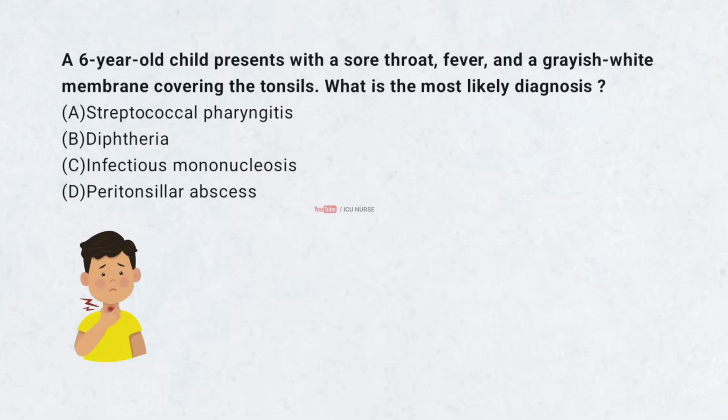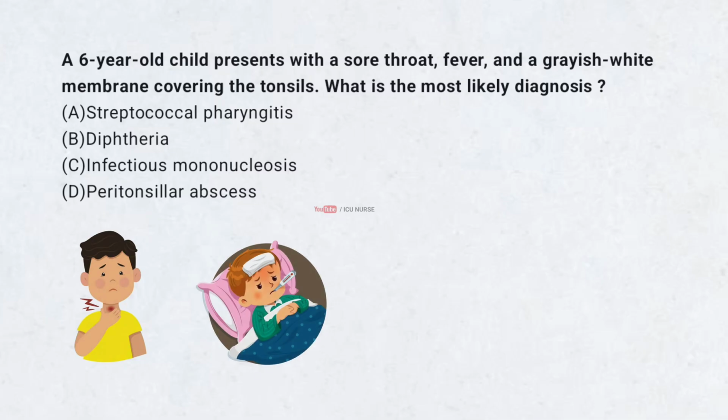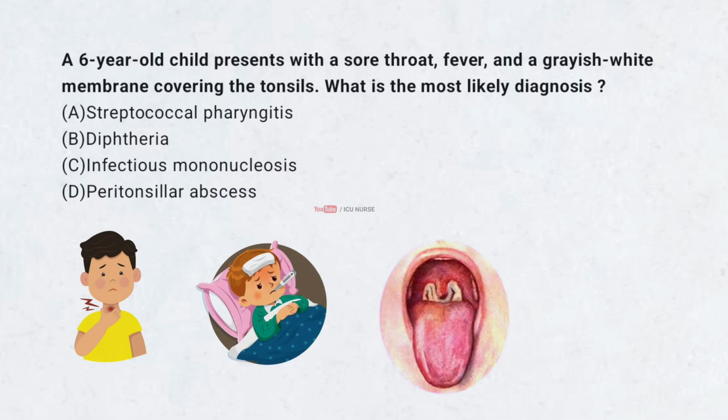A 6-year-old child presents with a sore throat, fever, and a grayish-white membrane covering the tonsils. What is the most likely diagnosis? A. Streptococcal pharyngitis. B. Diphtheria. C. Infectious mononucleosis. D. Peritonsillar abscess. Correct answer B.